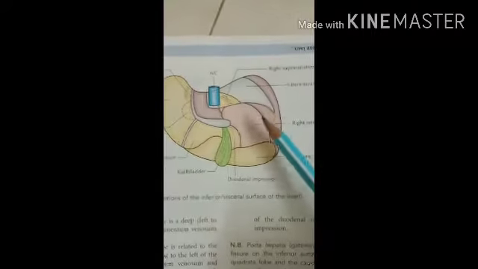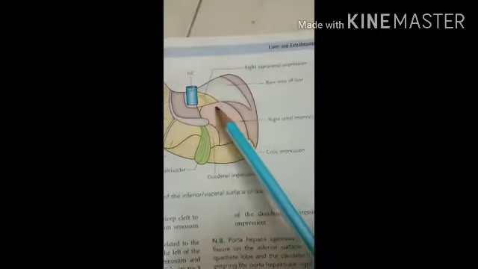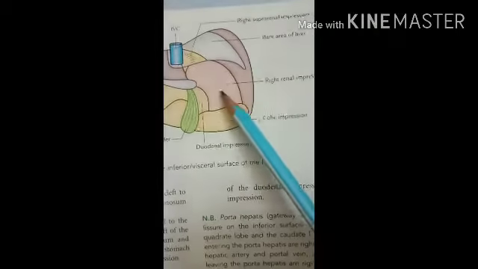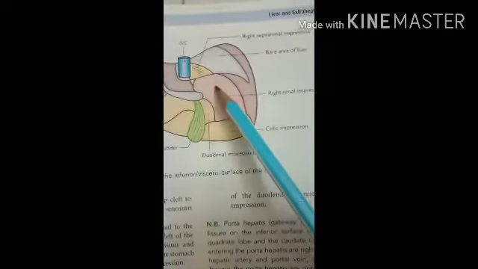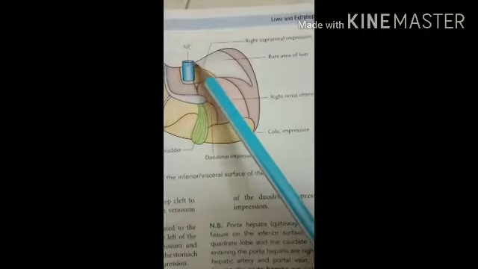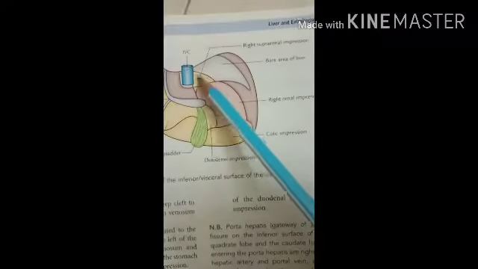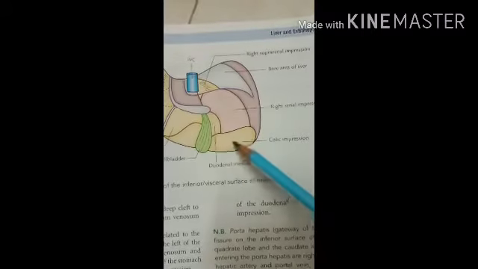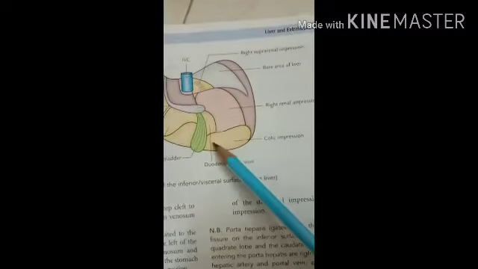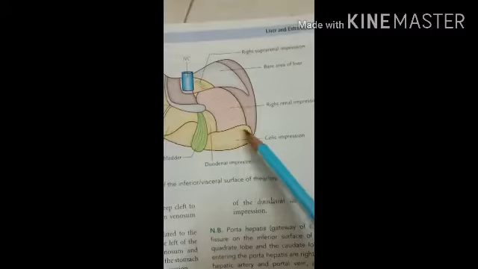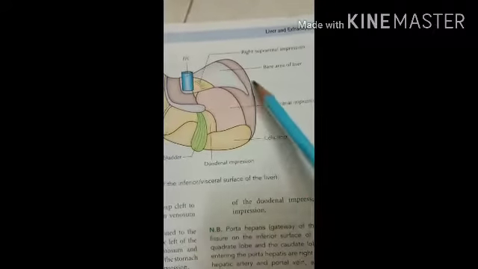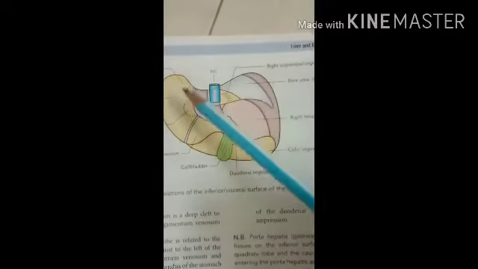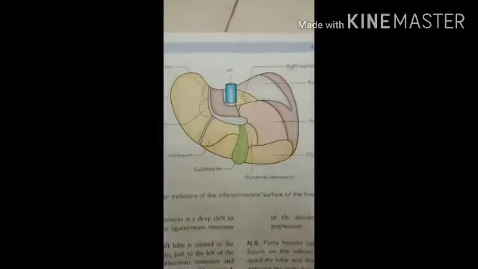Then lateral to the duodenal impression, there is a large area, that is the renal impression, that is for the kidney. And upper to it there is the right suprarenal impression. And on the inferior side of the right lobe there is the colic impression, that means the hepatic flexure of the colon. So these are the visceral relations which are mostly present on the visceral surface of the liver.